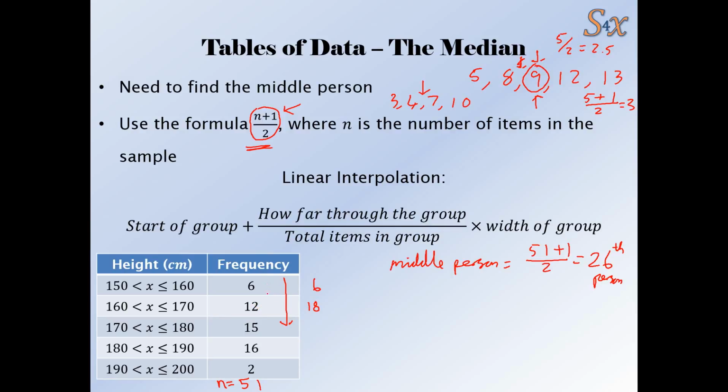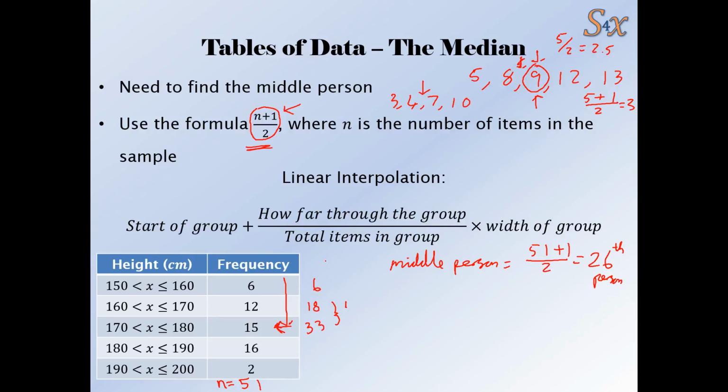Because these are all in order, effectively, aren't they? So I'm looking for the middle person. I'm 18 people through, so it's somewhere in this group, because after this group, I'm up to 33 people that I've looked at. So the middle person is somewhere in between here. So the middle person is in this group somewhere.